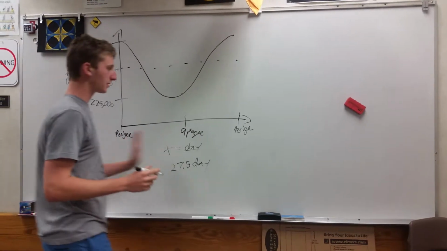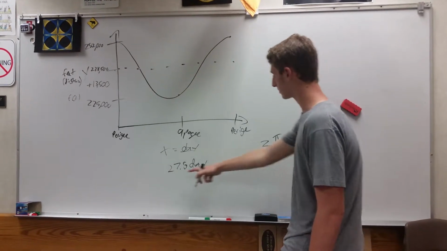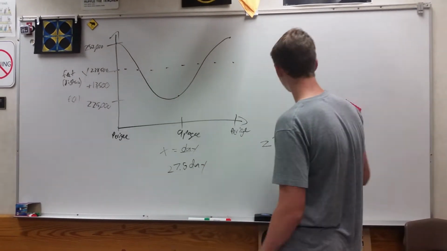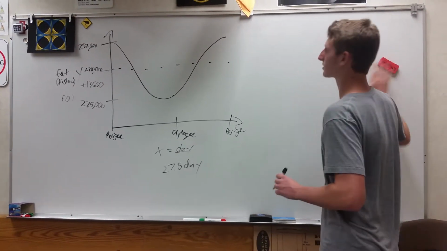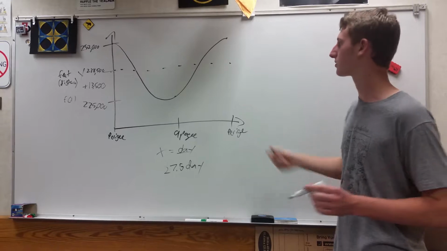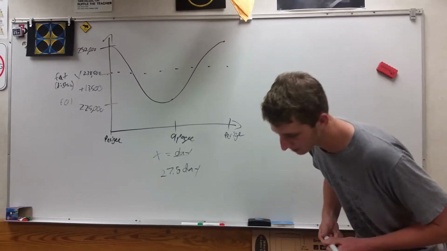So usually the period would be 2 pi, but on here it's 27.5. You can do that for a lot of different things in nature, but this is the distance from the moon to the Earth.